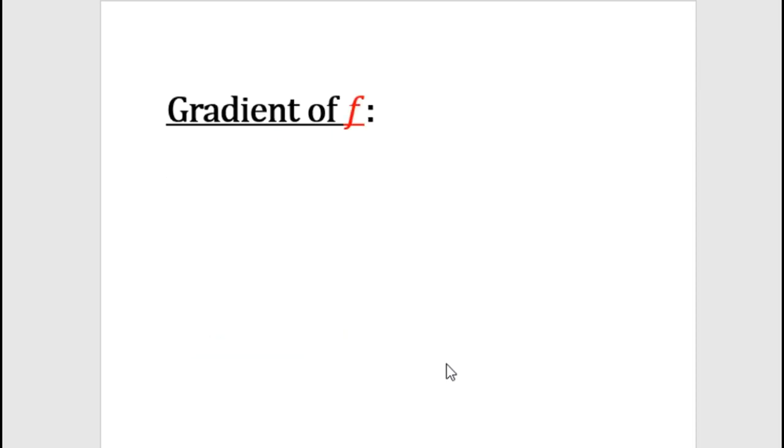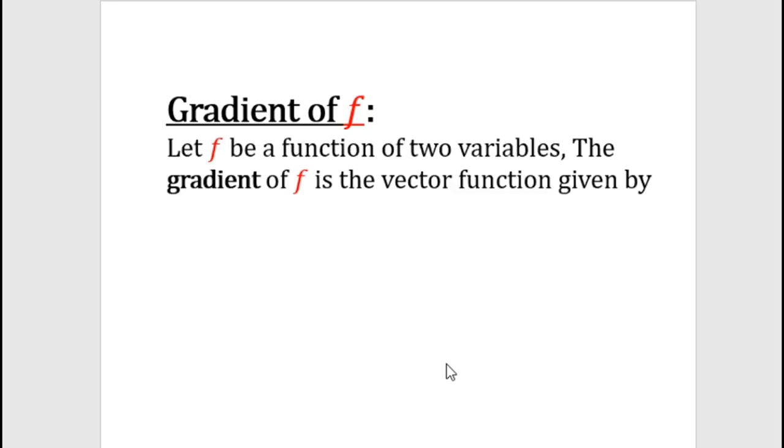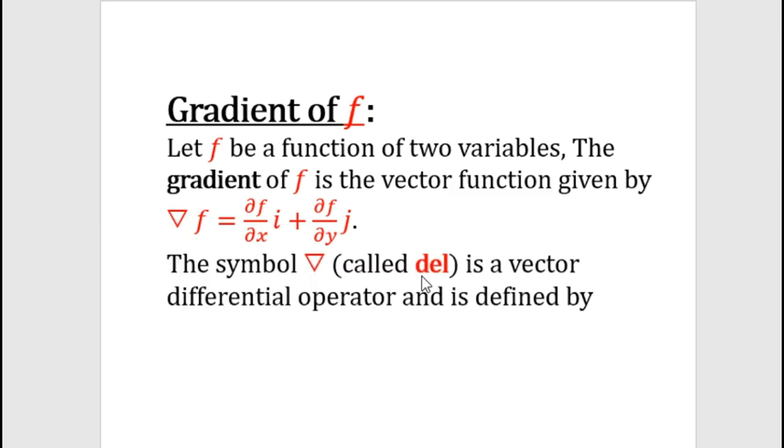The next definition is of the gradient of f. Let f be a function of two variables. The gradient of f is a vector function given by partial f by partial x i plus partial f by partial y j. The symbol, called del, is a vector differential operator and is defined by partial by partial x i plus partial by partial y j.